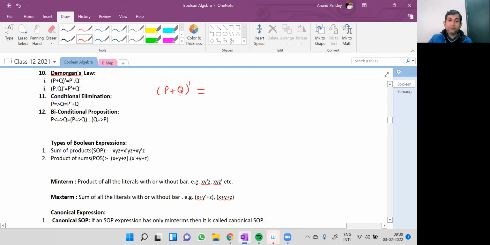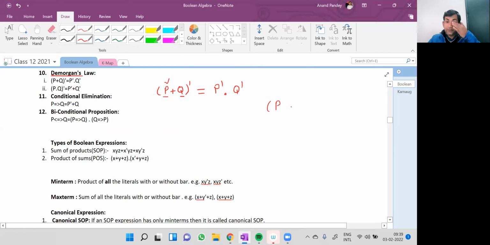So (P + Q)' will be what? The complement of the first term, then plus will become dot, and then the complement of the second term. This is De Morgan's law. Find the complement of the first term: the complement of P will be P dash. Then plus will be converted to dot. Then the complement of the second term.